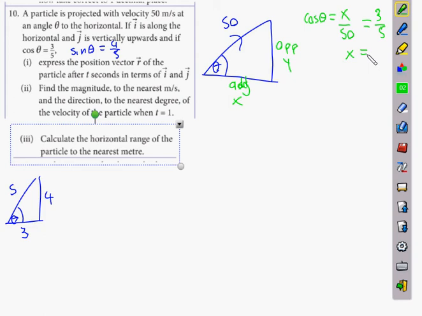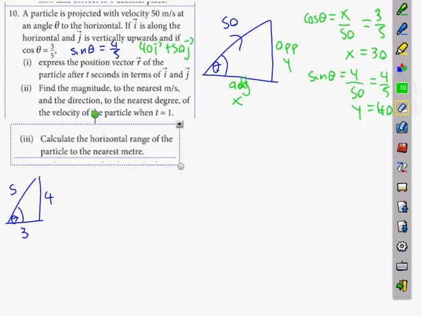X therefore equals 30. Sine theta equals Y over 50, which equals 4/5. Y technically equals 40. So saying this is the same thing as saying 40i plus 50j. Its velocity is 40i plus 50j, which makes it exactly the same as question 5. Okay? Now there's something else I want to run over, which is why we're here.